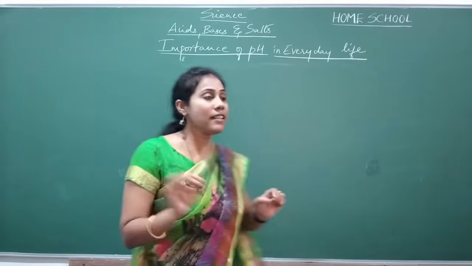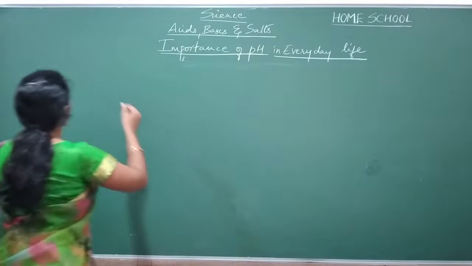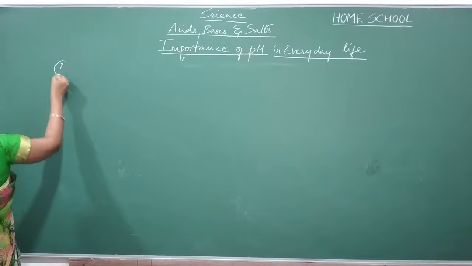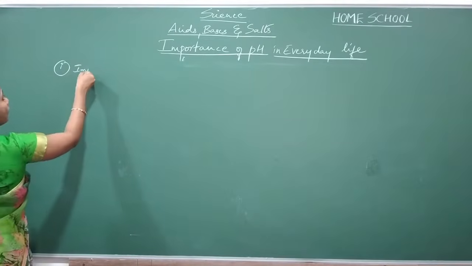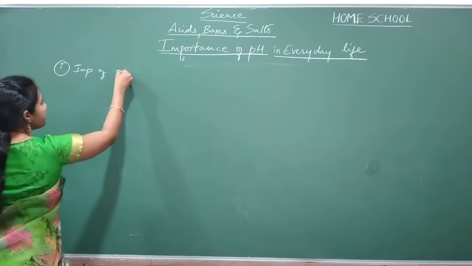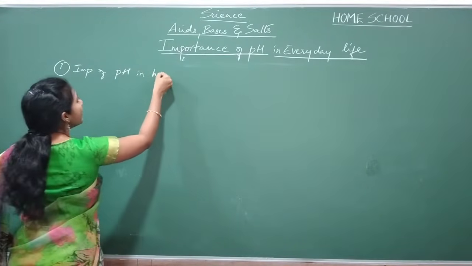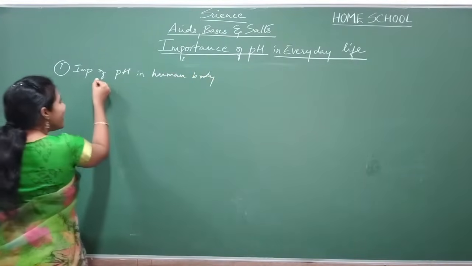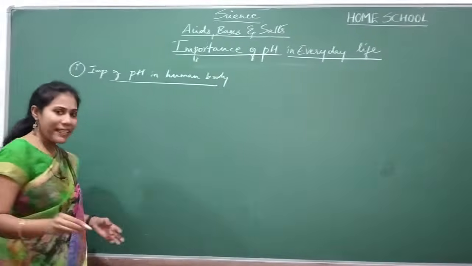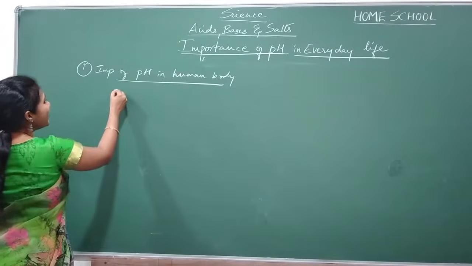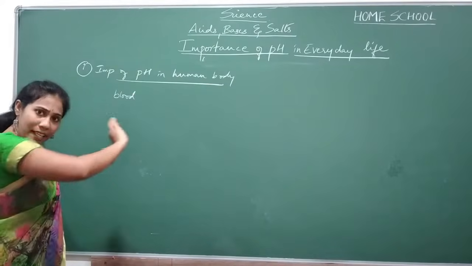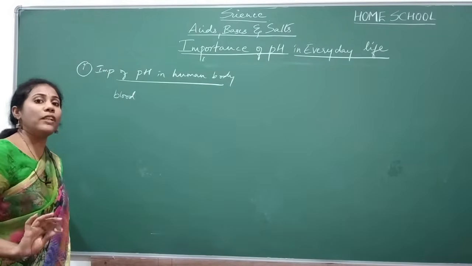Now let us discuss the importance of pH in the human body. Okay? First one, importance of pH in the human body. There are so many liquids in a human body. The major liquid you find in the human body is blood. Yes or no? So blood is the major liquid you will find.